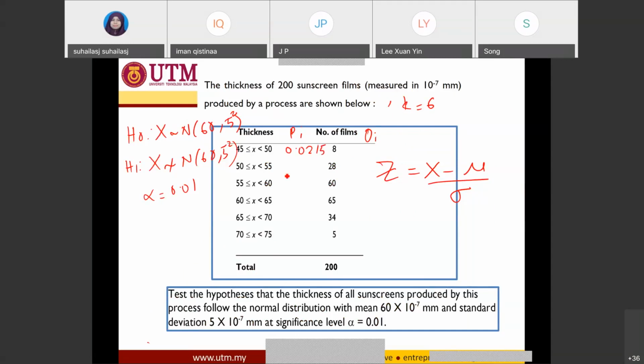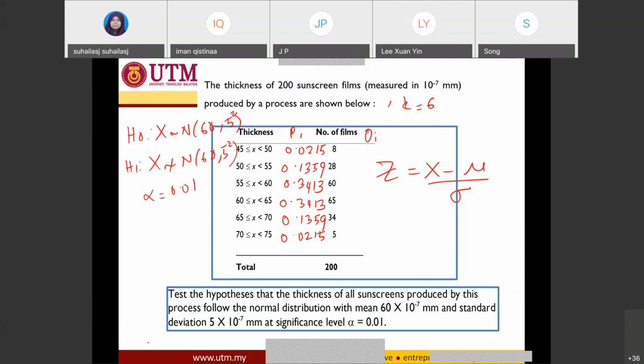The probability here is 0.0215. The next one should be 0.1359, and then 0.3413. Between 60 and 65, you will again get the probability between 0 and 1, and this value also you get 0.3413. Double check. Then this one you get 0.1359, and the last value again 0.0215. So that is the probability.